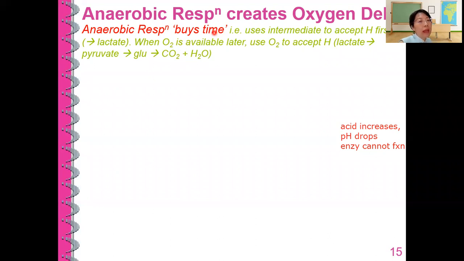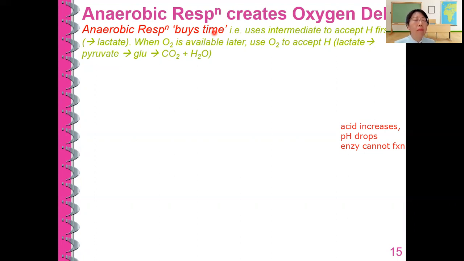So now you use anaerobic respiration to tell the cell that, okay, now I don't have oxygen. I pay you with something. I pay you with pyruvate. I pay you with ethanol. Then can you please produce ATP for me? So this is to buy time, because you want ATP now.